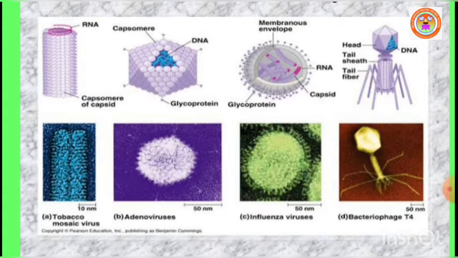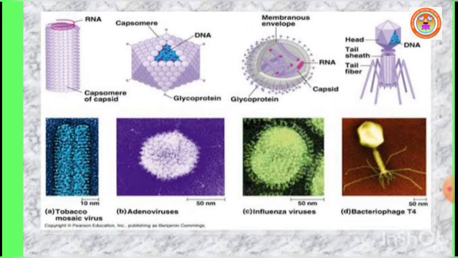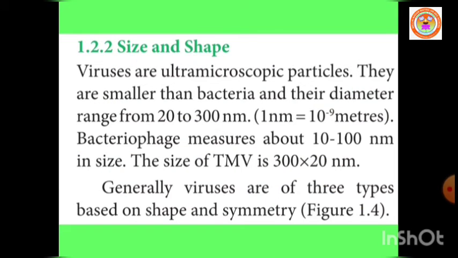Tobacco mosaic virus is cylindrical in nature. Adenovirus is cuboidal in nature. Influenza virus is more or less spherical. Bacteriophage is tadpole in shape. So you can see the shape of viruses is not similar. Viruses are ultramicroscopic particles. As we understood, viruses are smaller than bacteria. If you pass a virus through a bacterial filter, it cannot be filtered, it is so small. Their diameter varies from 20 nanometers to 300 nanometers.